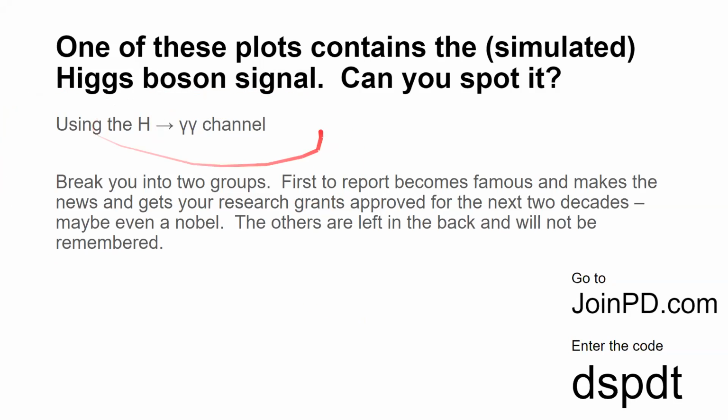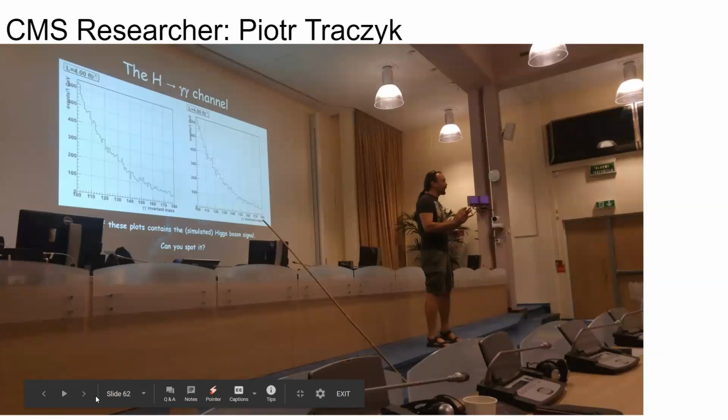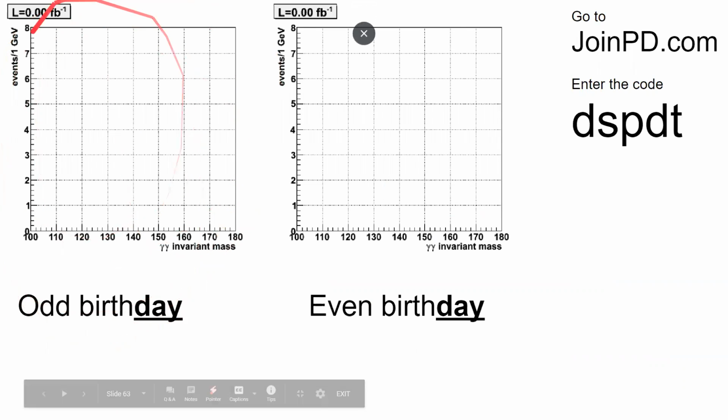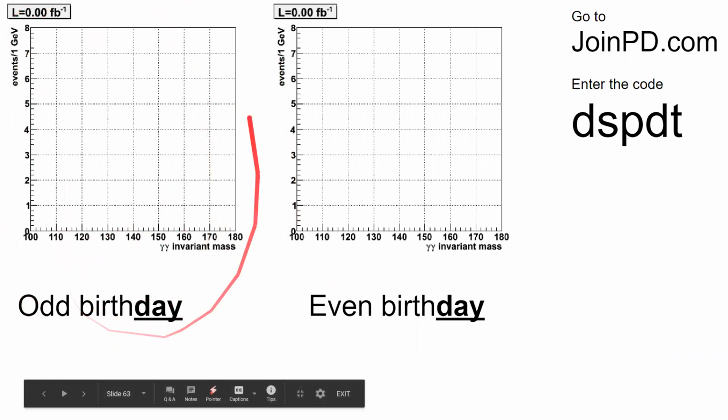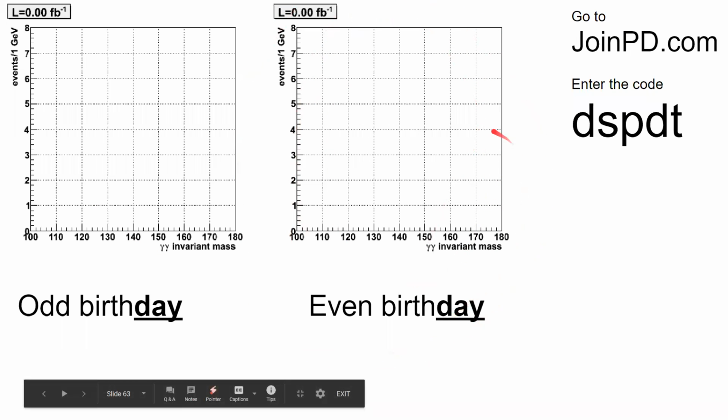Okay, gamma channel. So what we're gonna do is play with this. Ready? Here we go. I did this experiment, I should say, with Peter. He works for CMS, and he said, we're gonna do an experiment. If you have an odd birthday, you're in the group on the left, and so you are the Atlas group. So you're there at CERN, and if you have an even birthday, you are over here.